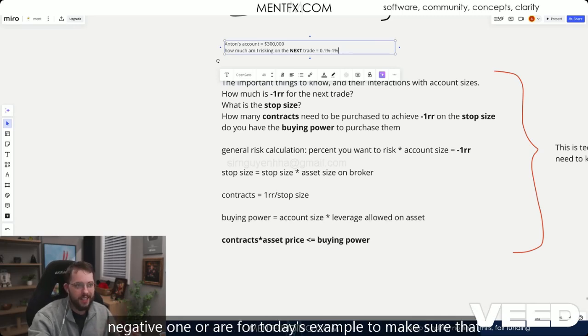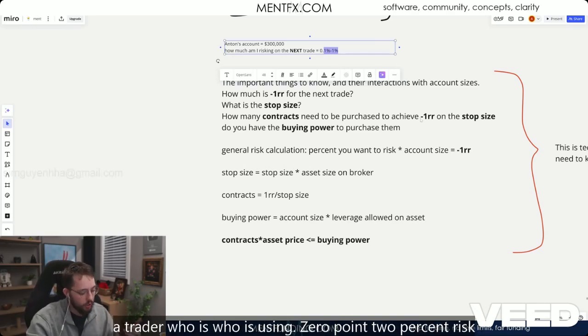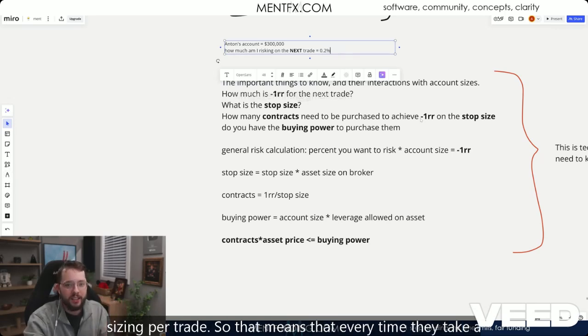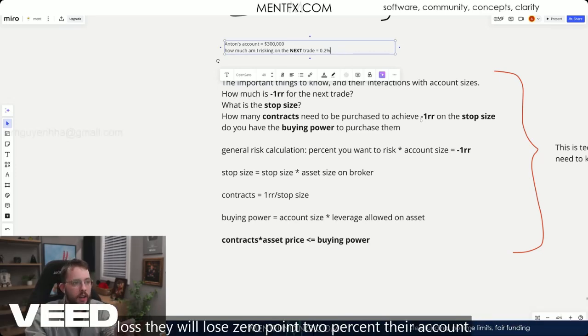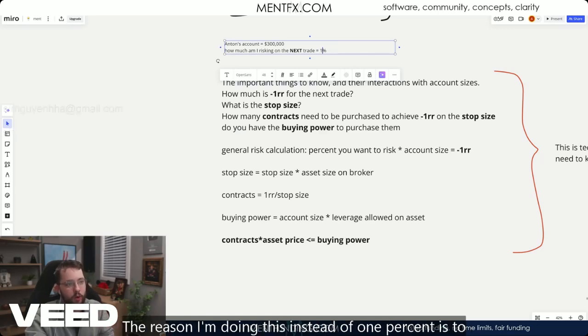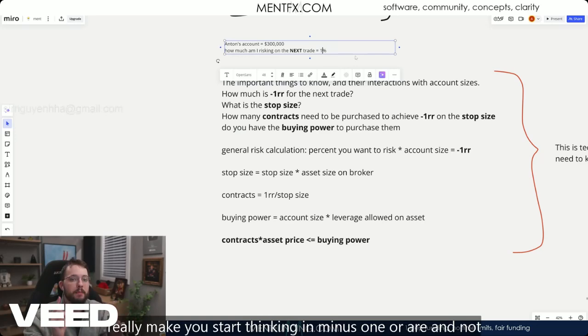For today's example, to make sure that you can apply this yourself, we're going to say that there's a trader who is using 0.2% risk sizing per trade. So that means that every time they take a loss, they will lose 0.2% of their account. The reason I'm doing this instead of 1% is to really make you start thinking in -1 RR and not making it equal to 1%. So you just understand how this works.